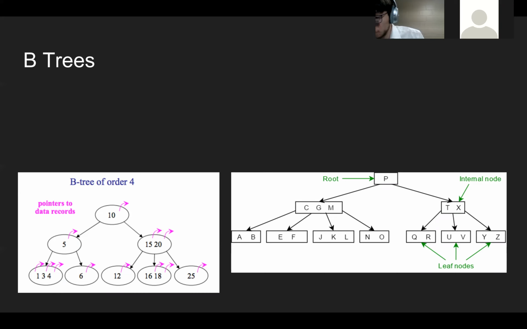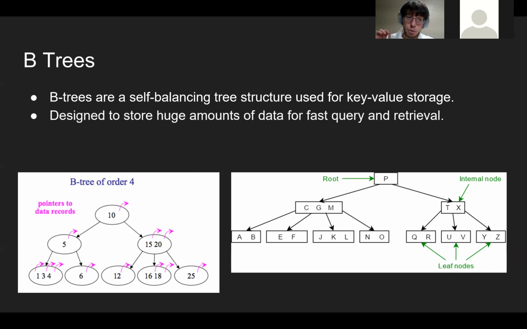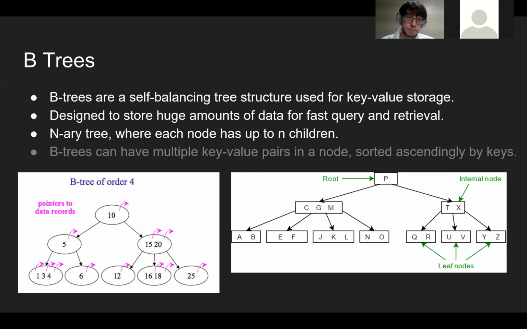Okay, so what about B trees? This is the other kind of tree that I think you need to know a little bit about. The other ones are good to know too, but with B trees it's good to know how they work, or what they are. B trees are a self-balancing tree, and they store key values. They store huge amounts of data for fast query and retrieval, and it's an n-ary tree. So rather than being a binary tree, every node can have more than 2 children. You can have multiple key value pairs in a node, and it's sorted.